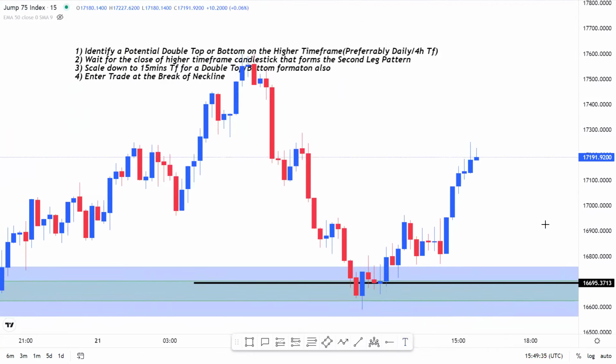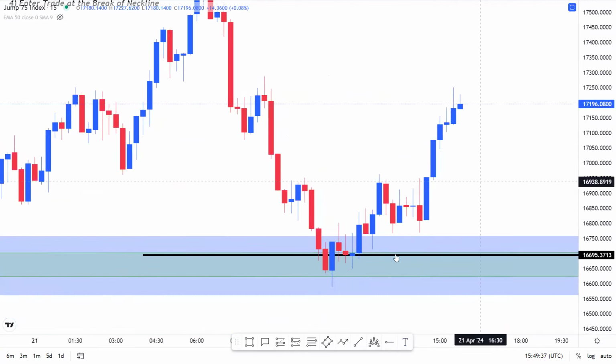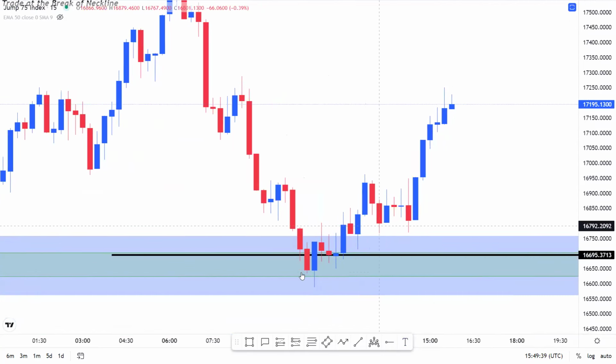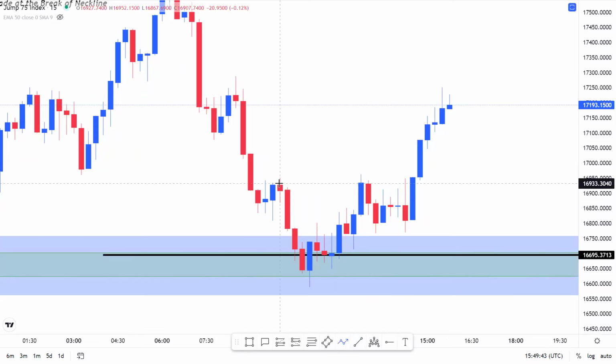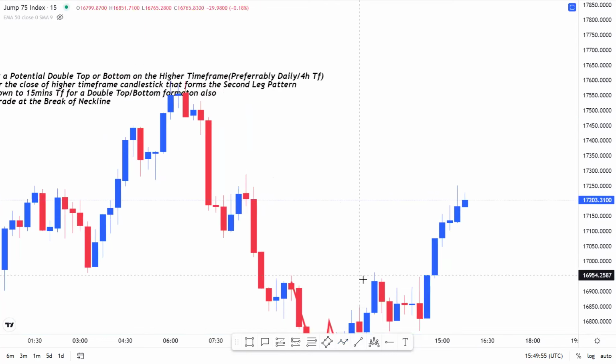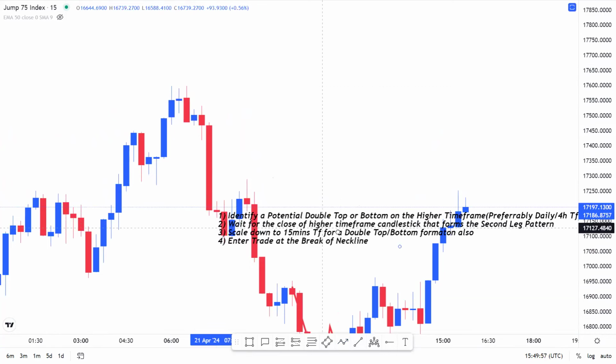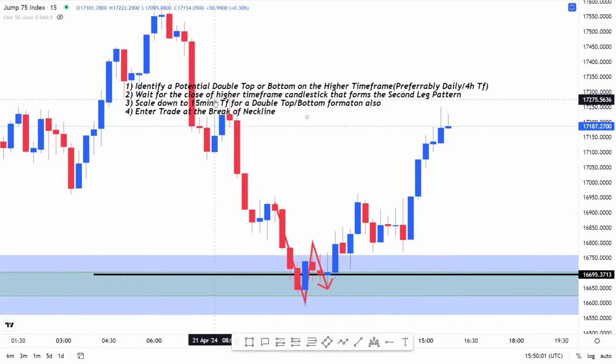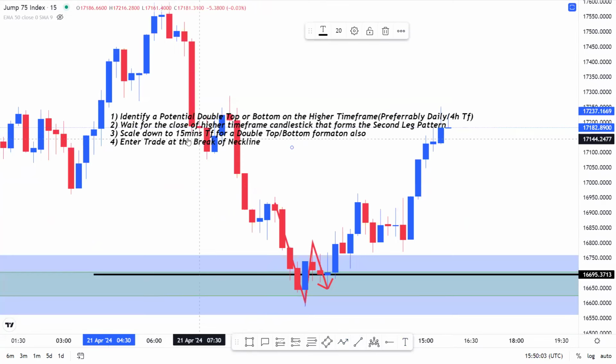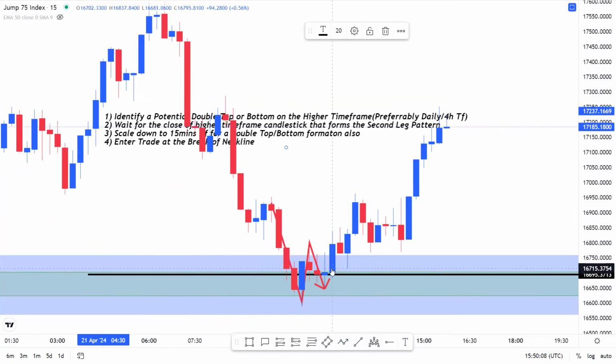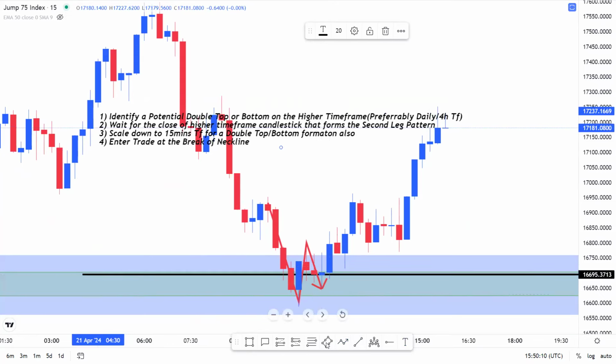As you can see, on the 15 minutes time frame, we had a perfect first leg, second leg of the 15 minutes time frame double bottom pattern. Now you can see our rule is very much still intact. Scaling down to our execution time frame being the 15 minutes time frame, we also need what? A double bottom formation, which price perfectly printed for us right here on the 15 minutes time frame.